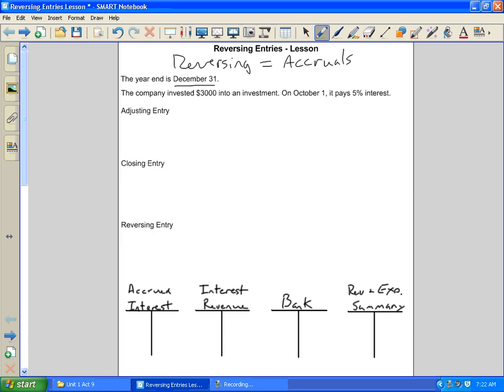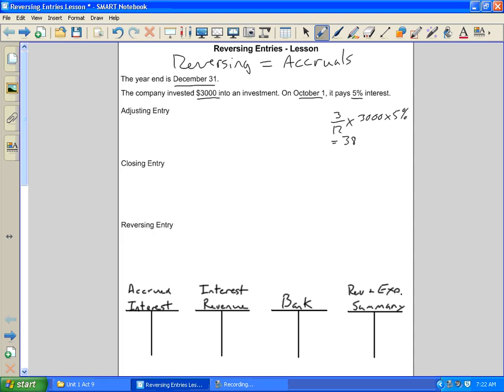All right, now the first example that we've got here is going to be on December 31st as our year end. And our accrual is going to be for some revenue that we earned on an investment. So the company invested $3,000 into an investment. On October the 1st every year, it pays 5% interest. Okay, at this stage, it should be pretty straightforward. October to December represents 3 months. You divide that by 12, you multiply it by $3,000, which is your capital investment, and then take that by 5%, and that gives us the paltry sum of $38.